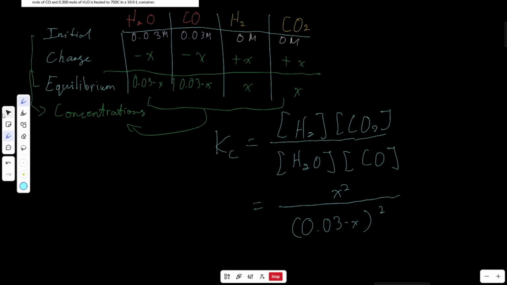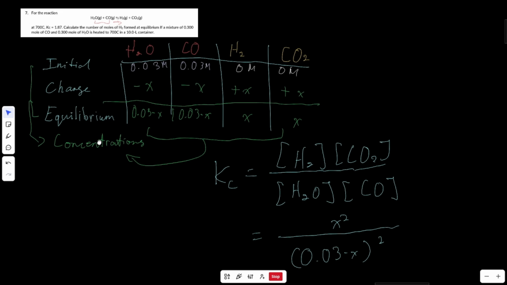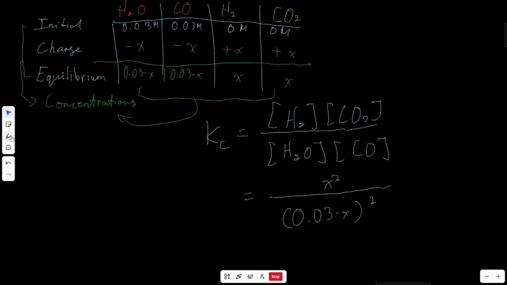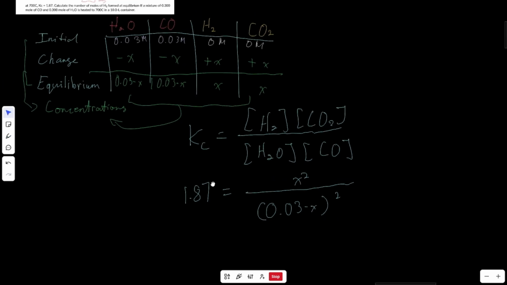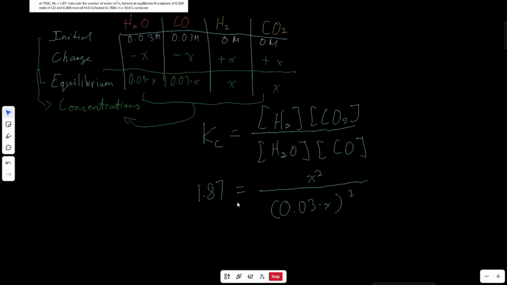And what's our Kc? It's actually given to us. Our Kc is given as 1.87. So that means we can just substitute that here. Now, what's the next step here? We just need to solve for x, right? Because if we solve for x, that means we can figure out the concentrations of each of our constituents at equilibrium.